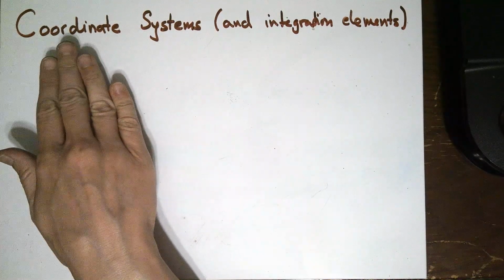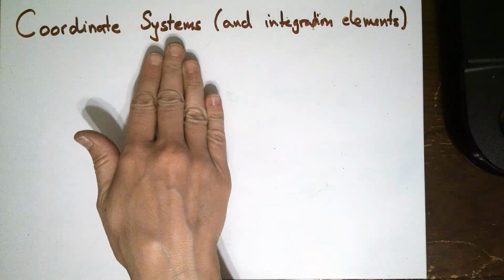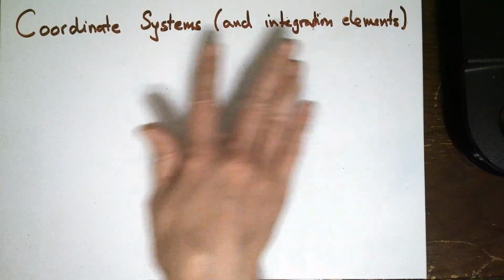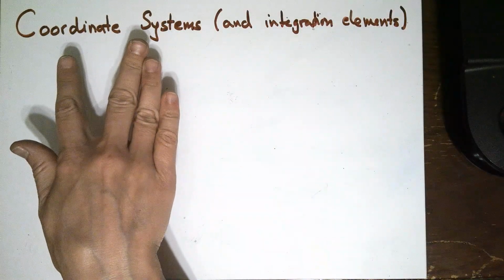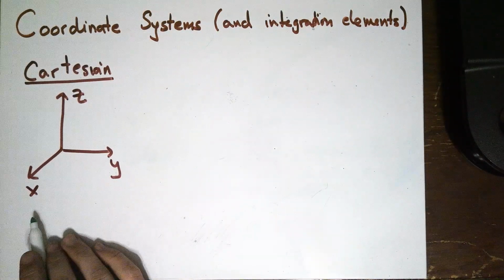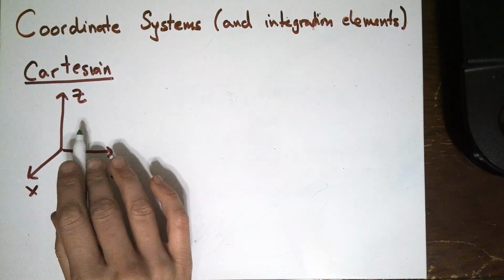So this video is going to review the three most commonly used coordinate systems and also talk about how you find the integration elements depending on which system you're using. First up, Cartesian. So here's the Cartesian system. The variables here are x, y, and z.